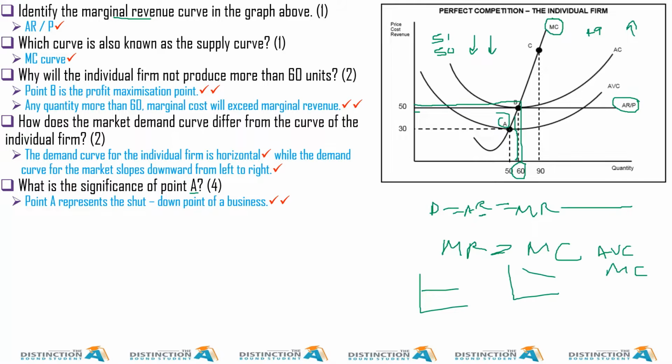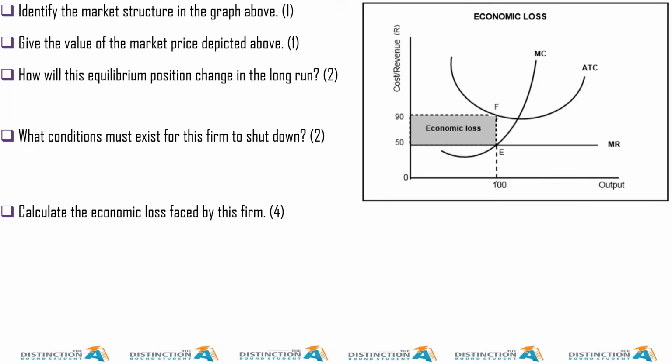So it is a point that represents the shutdown for the business. At this point, the competitor cannot cover the average variable cost. So when you cannot cover this, it is in the best interest of the firm to shut down. All right, moving on to the next one.